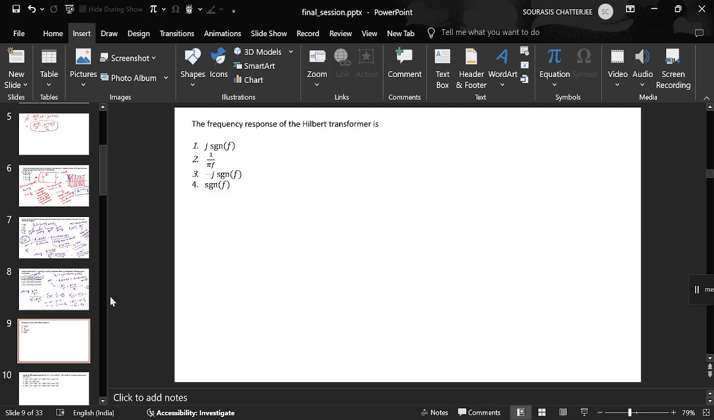We next move to the frequency response of the Hilbert transformer. So what basically does a Hilbert transformer do? If I pass x(t) to the Hilbert transformer, the answer is 3. Okay, fine.